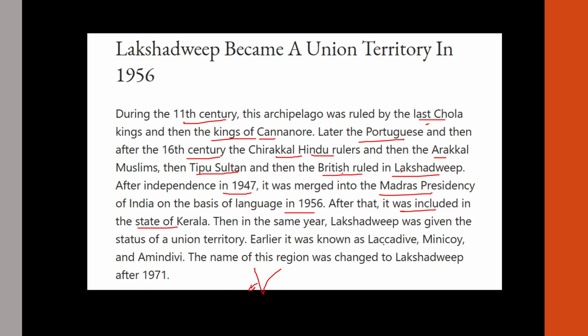Earlier, it was not actually called Lakshadweep. Before, it used to be called by three names: Laccadive, Minicoy, and Amindivi. The name of this region later changed to Lakshadweep after 1971. Precisely in the year 1973, the island was called, and today is also called, Lakshadweep.